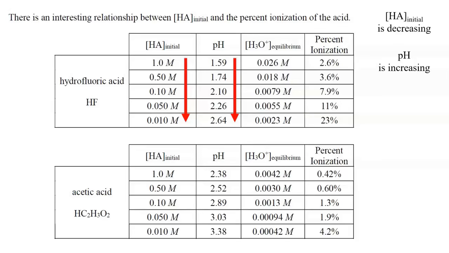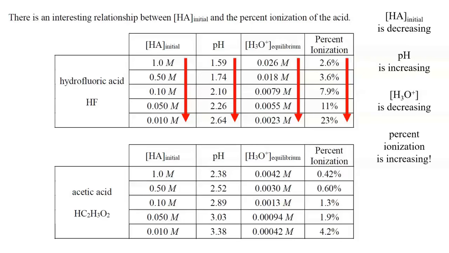If you dilute the concentration of the acid, you would expect the pH of the solution to increase. The next column is also not surprising. If you dilute the concentration of the acid, you would expect the concentration of the hydronium ion in solution to decrease. But the last column of the table on the far right, this is the surprising result. Take a look at the percent ionization of the acid. It goes from 2.6% to 23%. So the percent ionization of the acid is actually increasing as we dilute it with water.